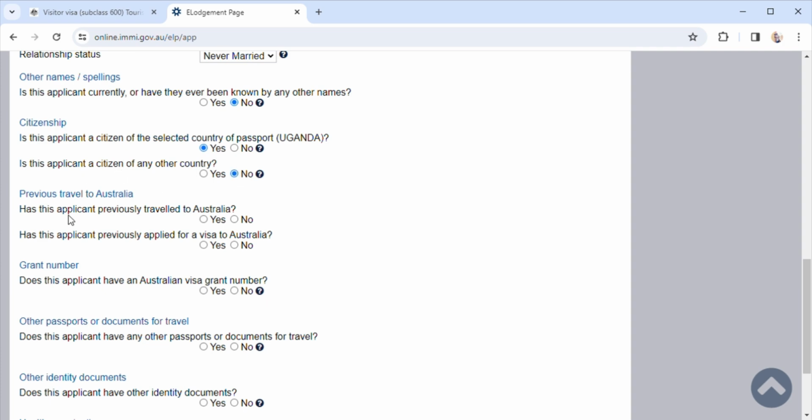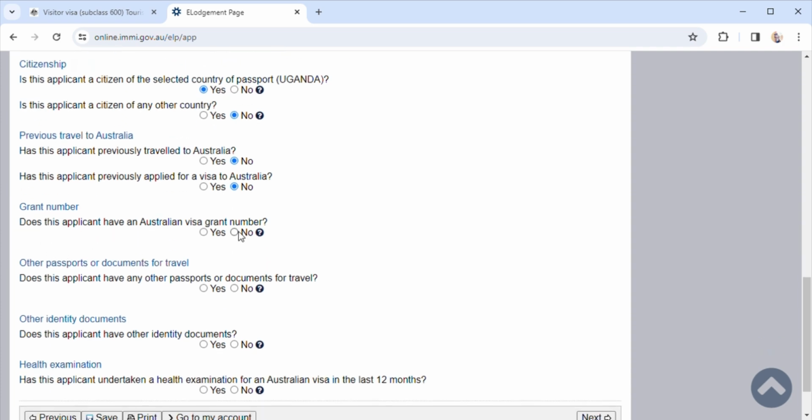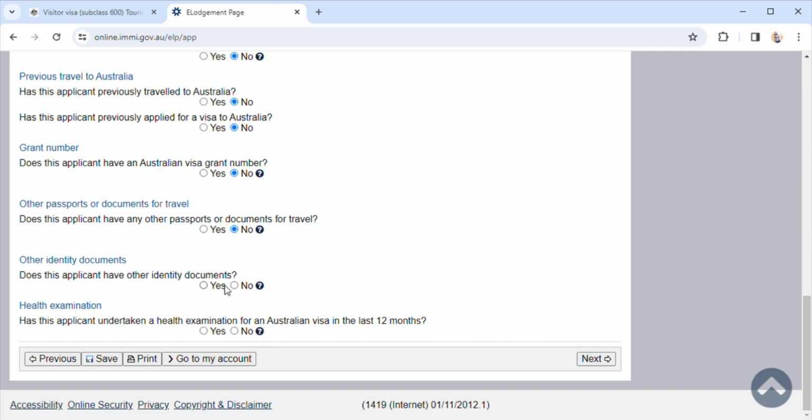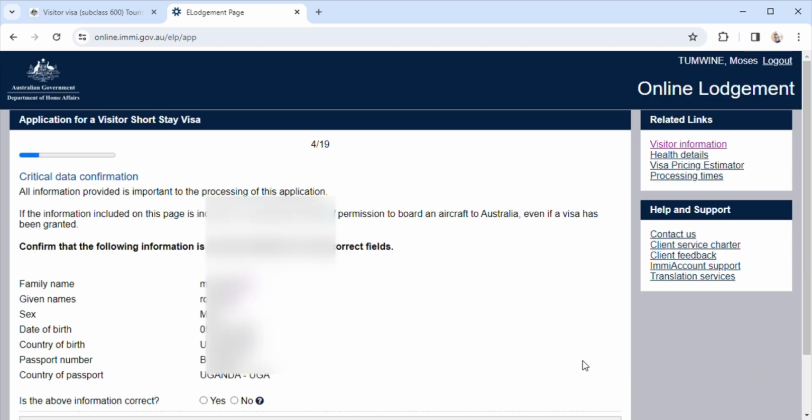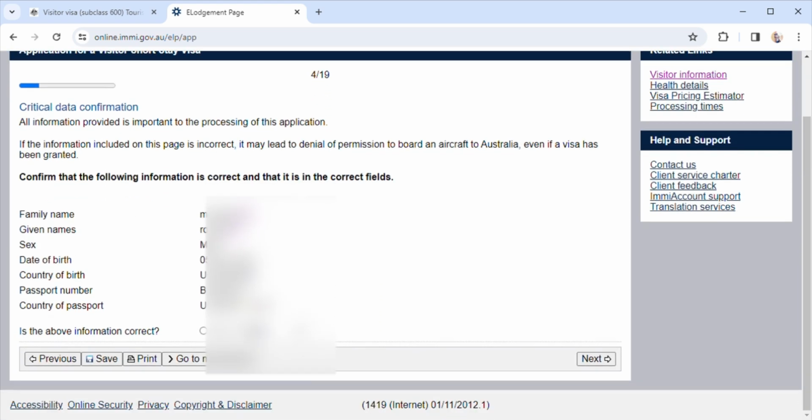You say no. Previous travel to Australia, has this applicant previously travelled to Australia? You say no. Has this applicant previously applied for a visa? You say no. Grant number, you say no. Other passport, you say no. Other identity documents, you say no. You say next. So here they are asking you, is the above information correct? You say yes, then you click on next.